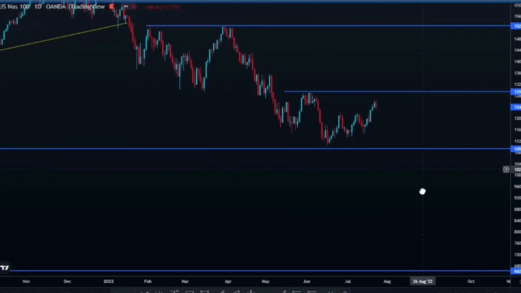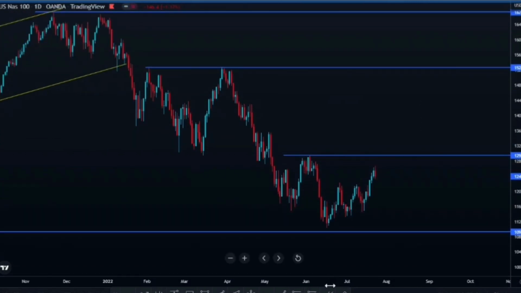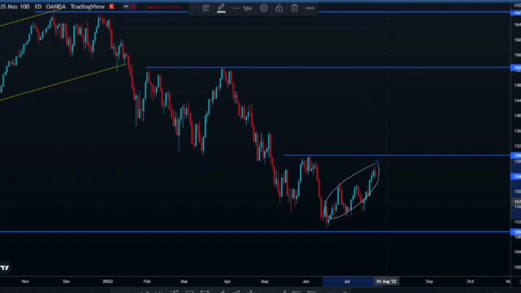So this is what is happening on the daily time frame. We are now working on this area over here. We are now working on this move that is happening over here. This is slow, right? We are now working on this move that is happening over here.